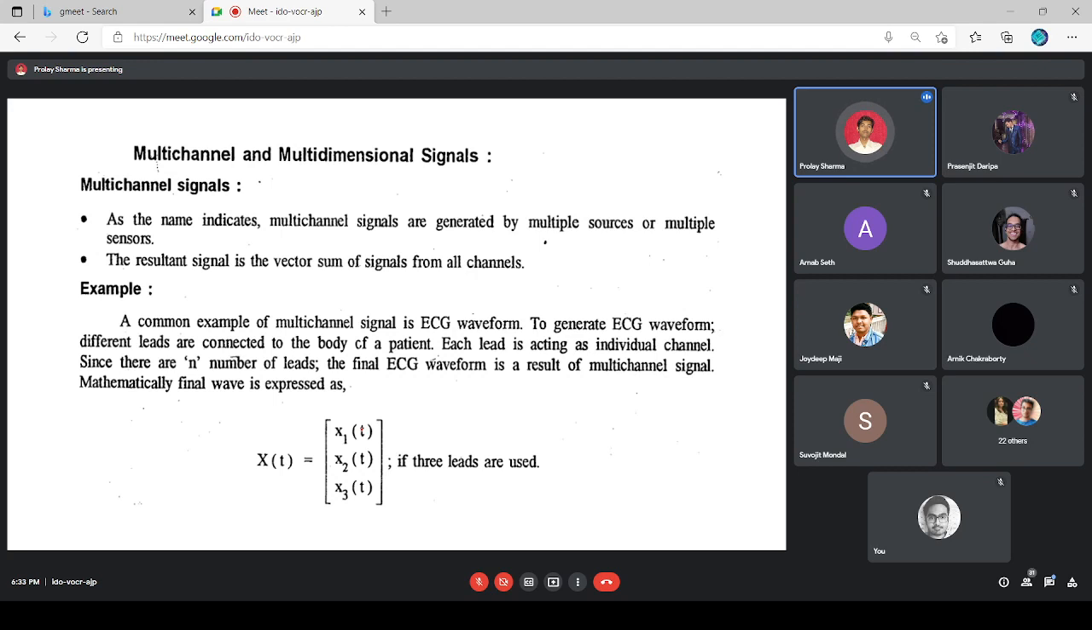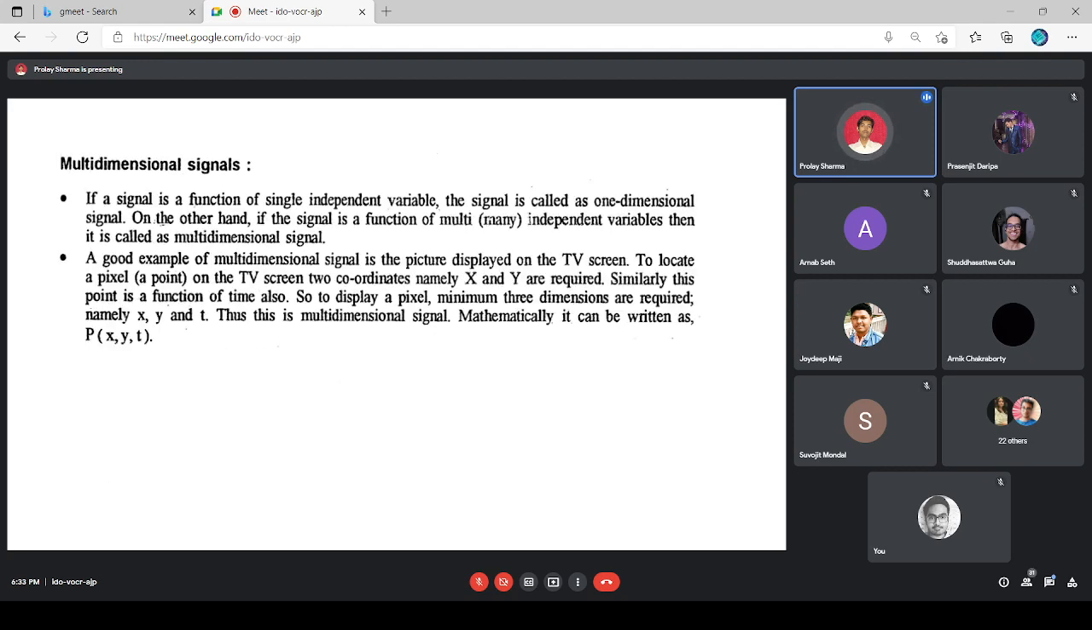And another one is the multi-dimensional signal. Suppose we consider a TV picture, which means a television picture. A television picture is constructed with a number of pixels, which is the fundamental unit of a picture, also called pixels or dots. So it is composed of numerous dots at numerous positions. So a position is assigned to each pixel.